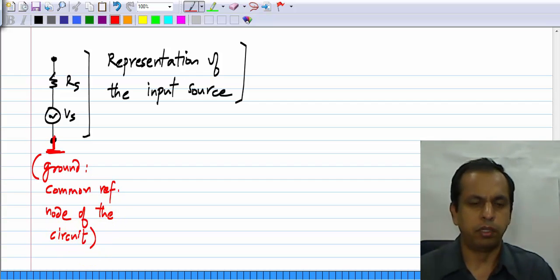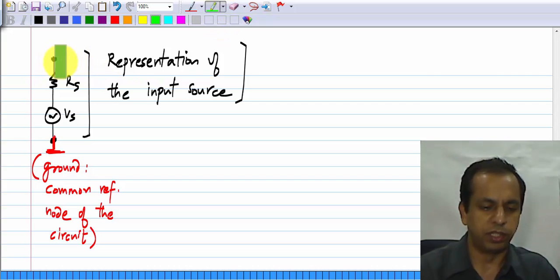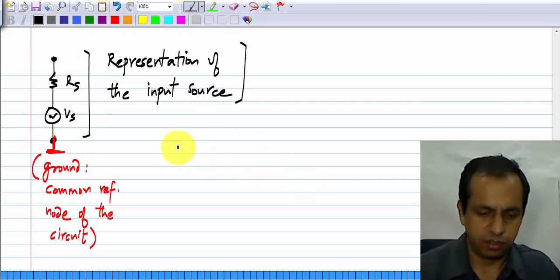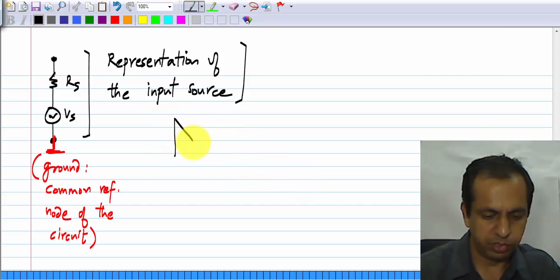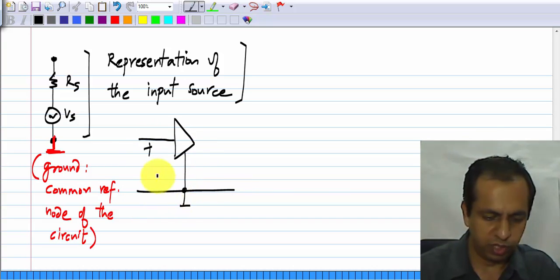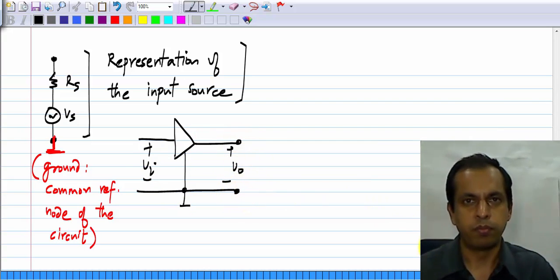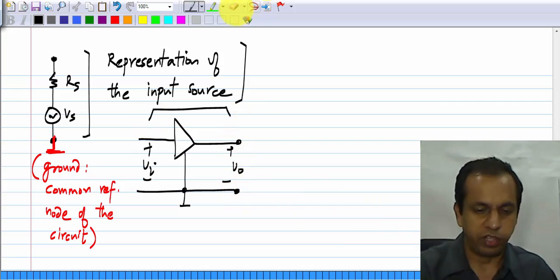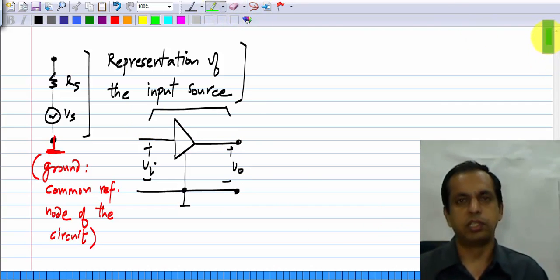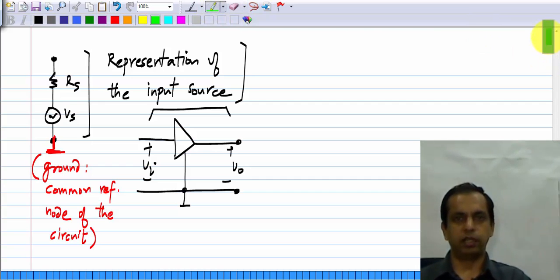And why does this happen? Because one easy example is to consider where this source is really the output of another amplifier. Okay. An amplifier is usually represented by a triangle like this, with an input between this point and the common point, which is ground, and an output which is also between this point and a common point, which is ground. Okay. This is a very frequently encountered case, because you connect amplifiers together. So, your input source is really another amplifier.